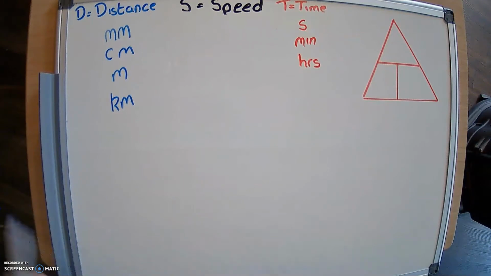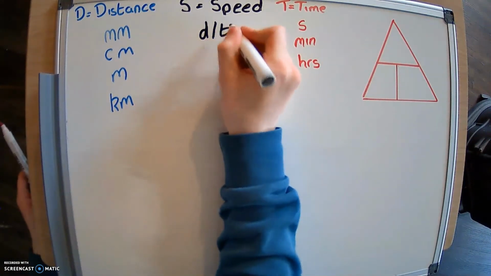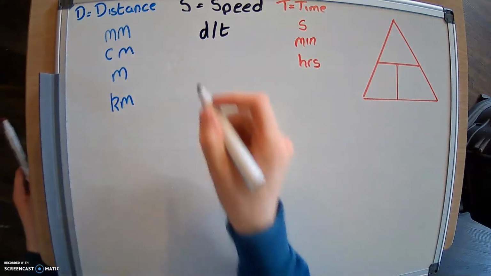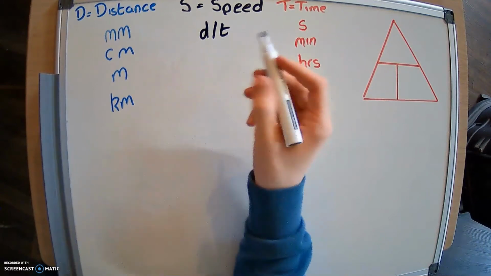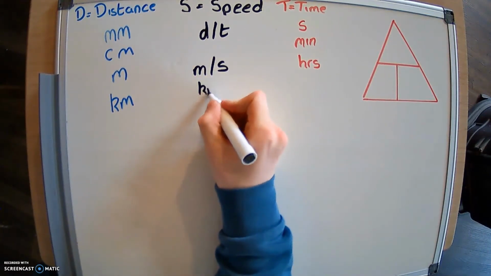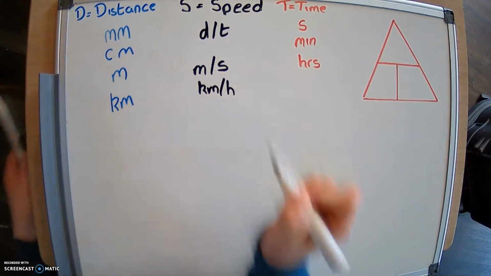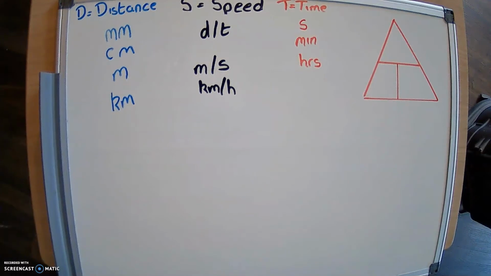And finally, our units of speed are known as distance per unit time, which is more commonly known as the distance one covers in the time it takes. So it's meters per second or kilometers per hour. These are what you would normally see, but it's not limited to these.